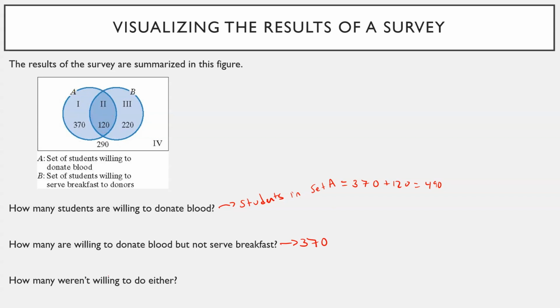Finally, how many weren't willing to do either of these things? Those would be the people outside the sets, so students outside sets A and B. How many students are outside sets A and B? Those would be 290 students.